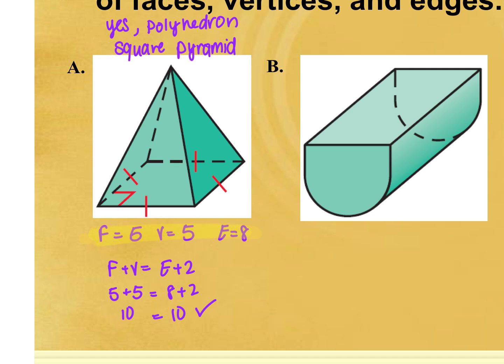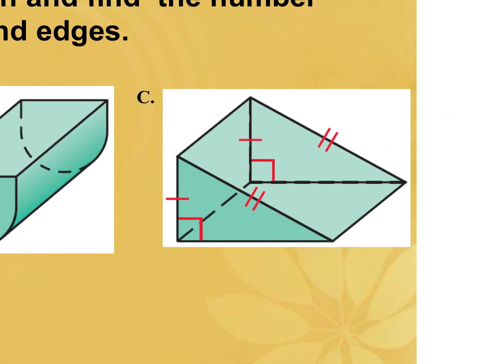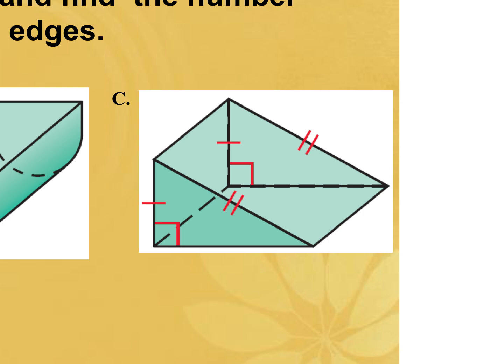Okay, again, you don't have to necessarily check, but I'm just checking. Looking at B, is this a polyhedron? No. So just nope. And looking at C, is this a polyhedron? Yes. And what kind of shape is this? A triangular prism. More specifically, it's a right triangular prism, but triangular prism's fine.